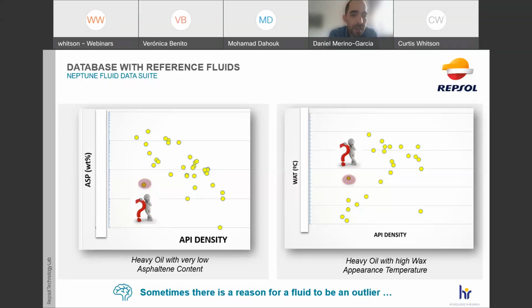So, a couple of food for thoughts: sometimes there is a reason for a fluid to be an outlier, and having stored all this data together, not only for a particular basin but worldwide, allows you to identify outliers and start asking questions. Sometimes they are answered: oh yeah, that was a problem in the lab. Sometimes it's like, no, this makes sense from a chemistry point of view.